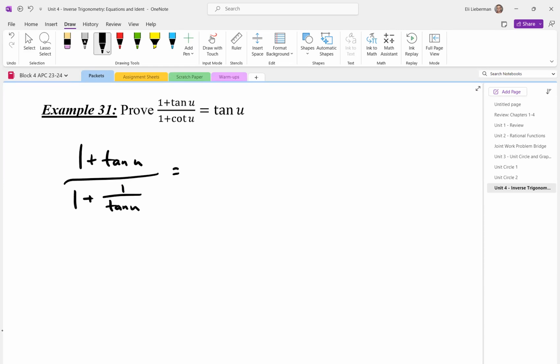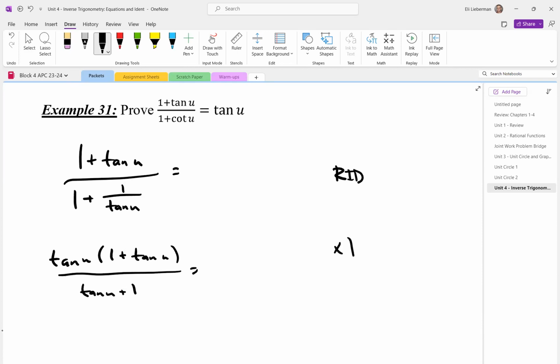Now the reason for what I just did is reciprocal identity. Next, I really hate little denominators in a fraction. So what I'm gonna do is multiply top and bottom by tangent. On top it becomes tangent of u times 1 plus tangent of u. And on the bottom, when I multiply by tangent, I'm going to distribute this through, so we get tangent of u plus 1. I multiplied by 1. You see what happens next?